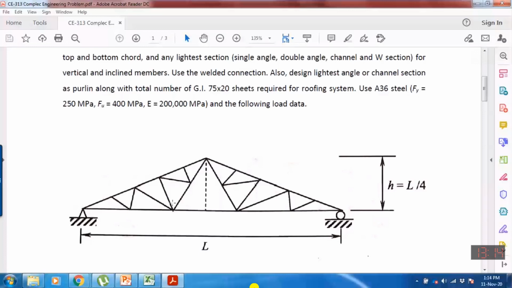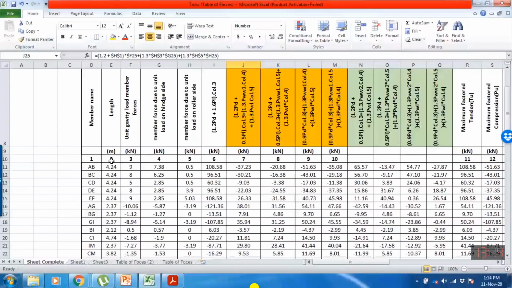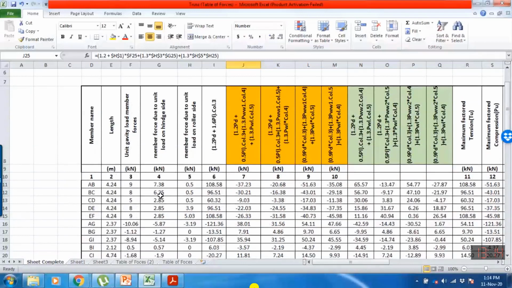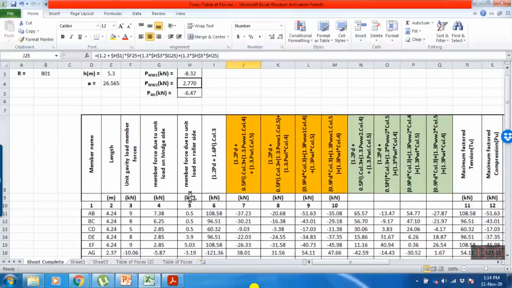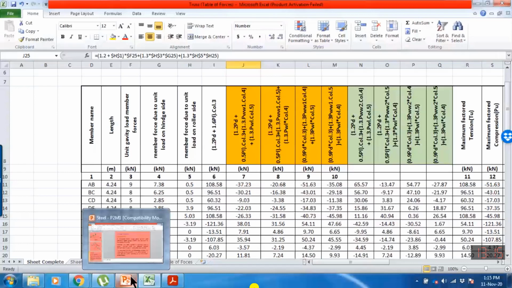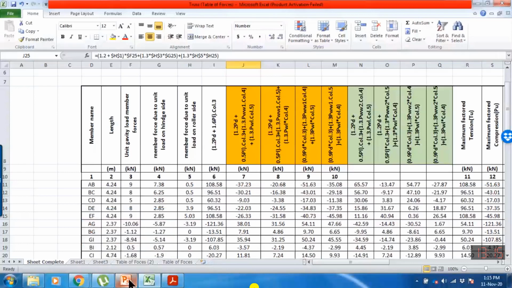In the second column, you will write down the length of each member. And here you will write down the force in each member due to unit gravity load. In the fourth column, you will write down the member force due to the windward load from the hinge side. And then in the fifth column, you will write down the force in each member, either compression or tension, if the wind load is acting from the roller side. So this is the roller side and this is the hinge side.